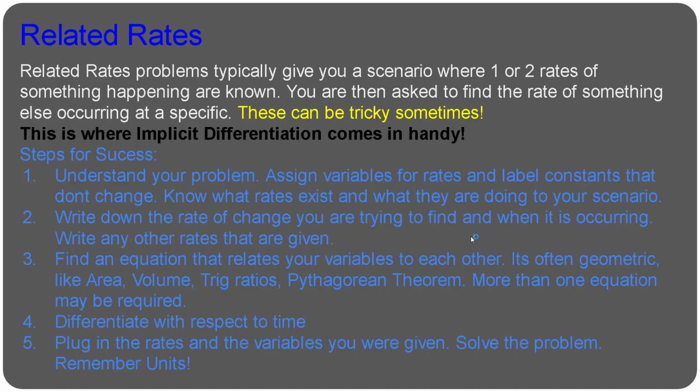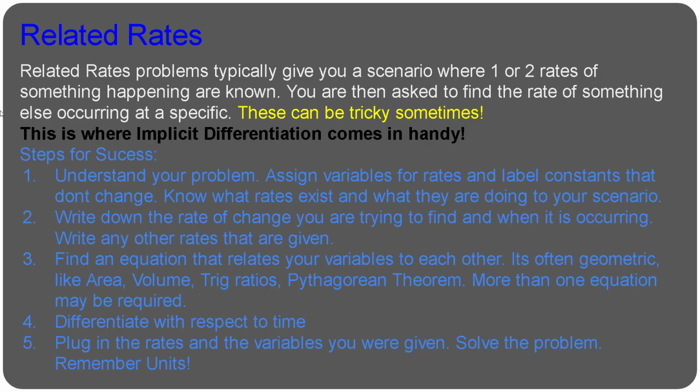Okay, let's end this video with related rates. Related rates, I personally think, are really fun. They, once again, just like optimization problems, they can be tricky. I think that they're easier than optimization problems, because sometimes those can be really difficult. And I find that related rates are typically all really similar structure. So you're given 1 or 2 rates of something happening, and then you're asked to find the rate of something else occurring at a specific time.